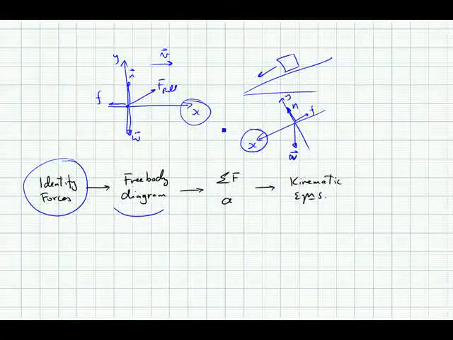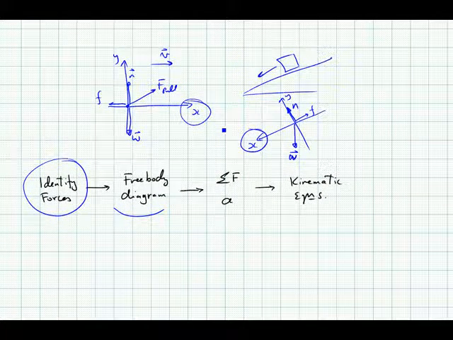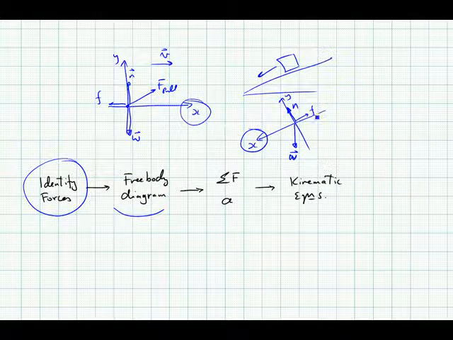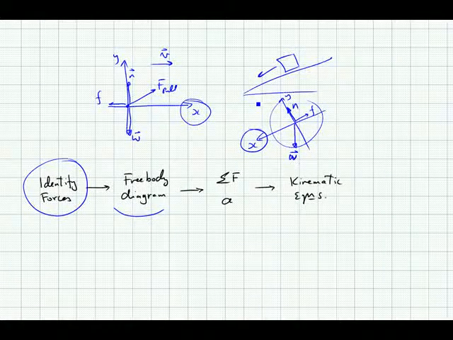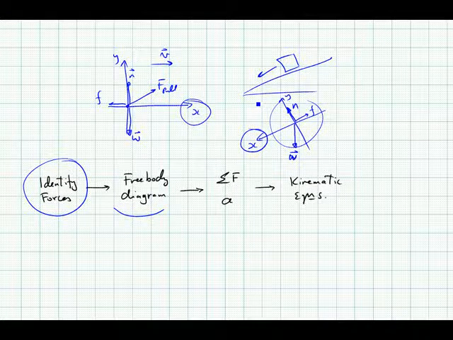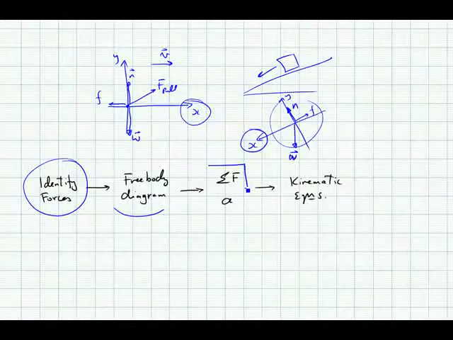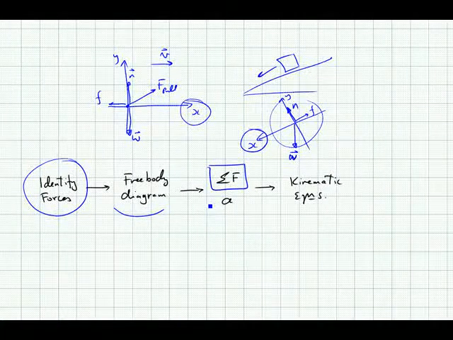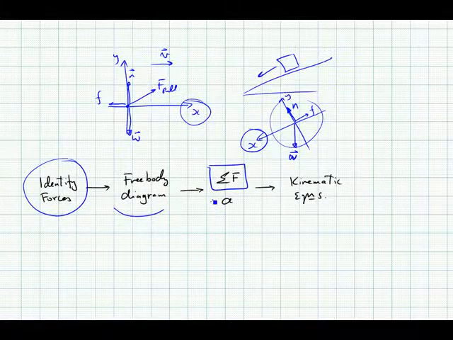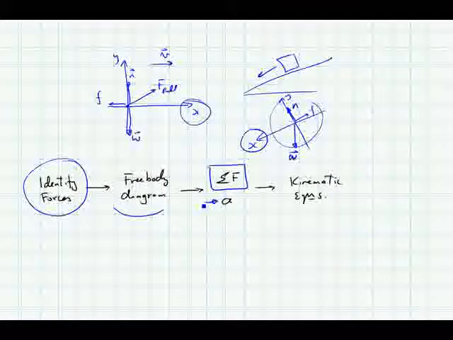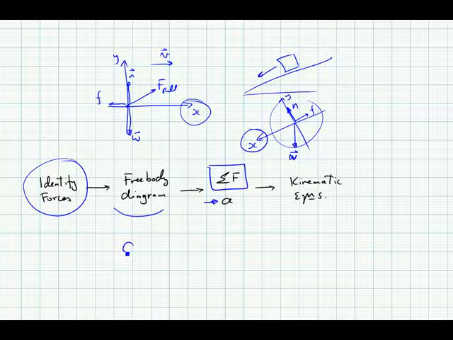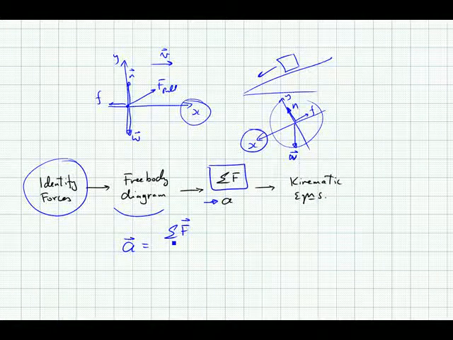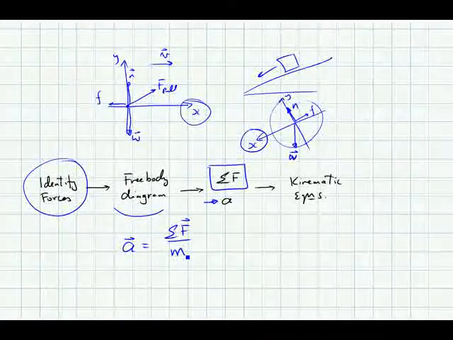Now, having done your free body diagram, the next step is to do vector algebra on all the forces that you've identified and drawn on your free body diagram to figure out the net force, the sum of all the forces. And the sum of all the forces gives you acceleration, because Newton's second law states that acceleration is net force divided by mass of the object.